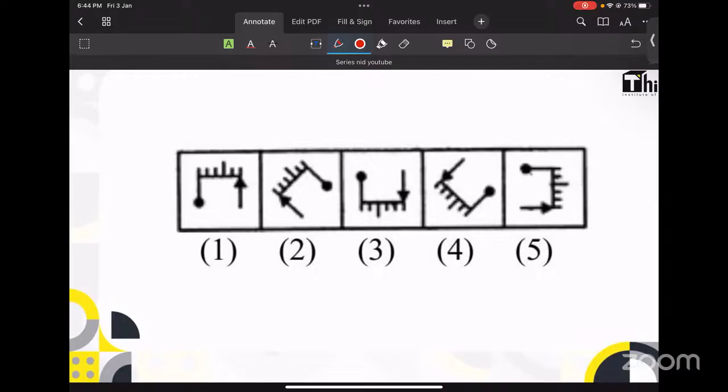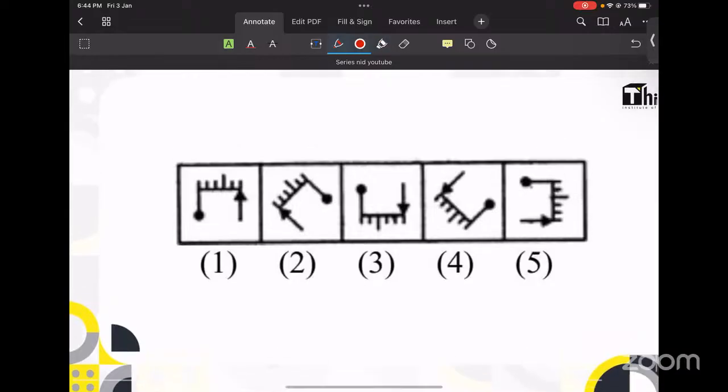1, 2, 3. I'm just looking at the number of small lines near the arrow. 1, 2, 3, 1, 2, 3. So near the arrow, every time it is 3, and near the pin, I mean this bulb-like thing as the pin, it is 1, 2, again 1, 2. See, different ways are there for solving this question.